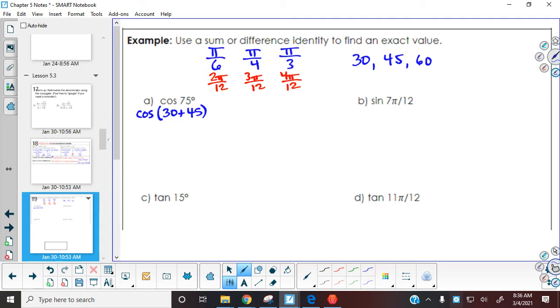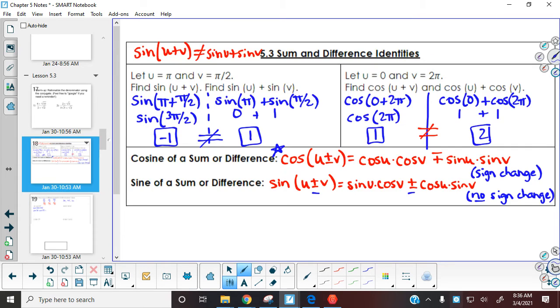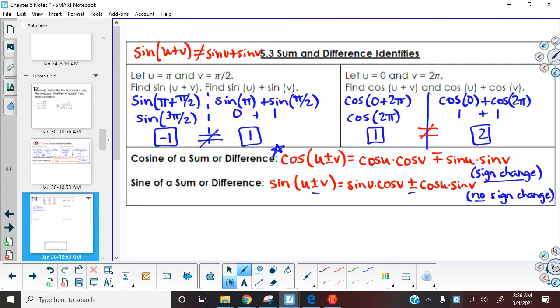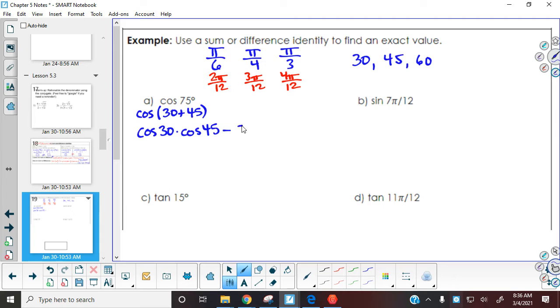So we're going to say, all right, we're going to have cosine 30. Actually, I'm going to take the parentheses out so we don't get confused. Cosine 30 times cosine 45. So I'm just using that identity and substituting. Minus, okay, again, when we go back to this, cosine is the one that has the sign change. So we have to change our sign. What was originally addition becomes subtraction. And then sine 30 times sine 45.